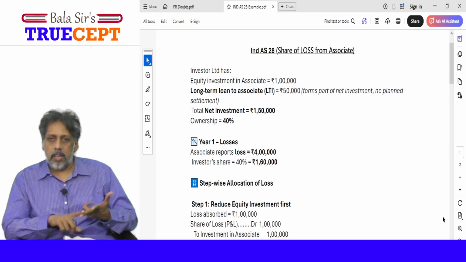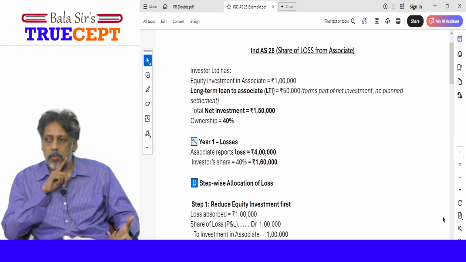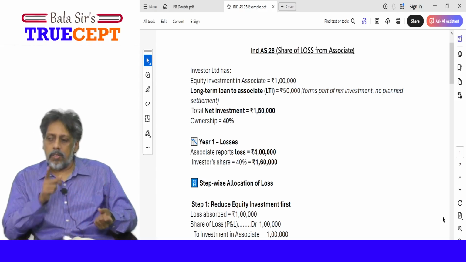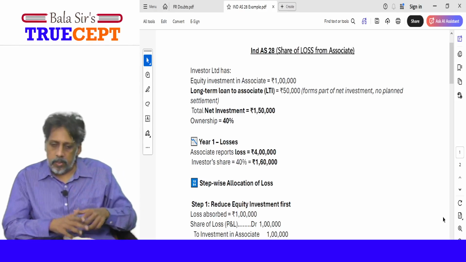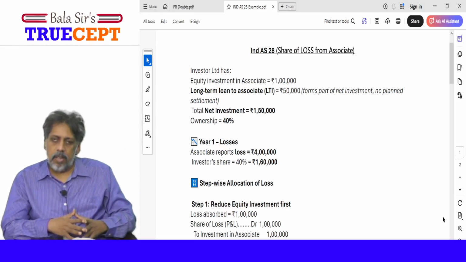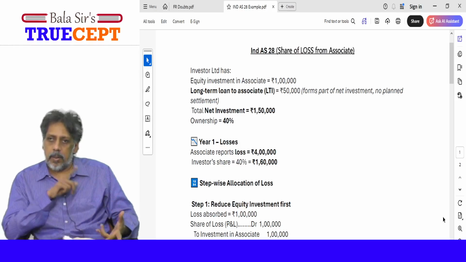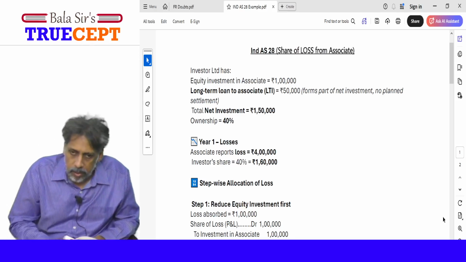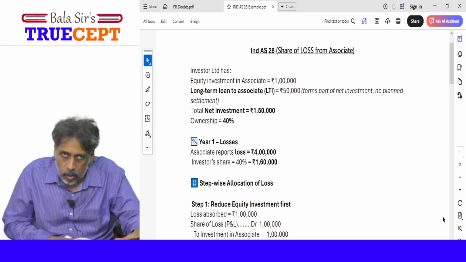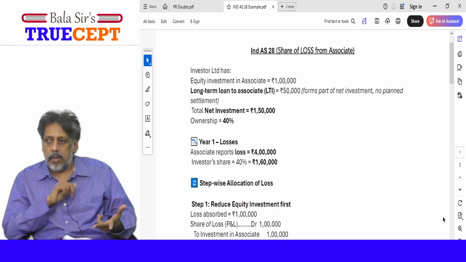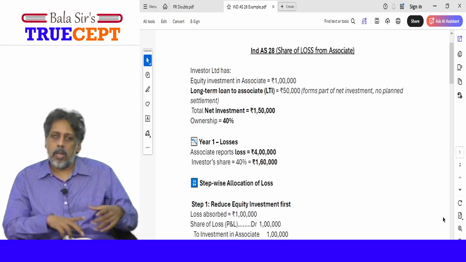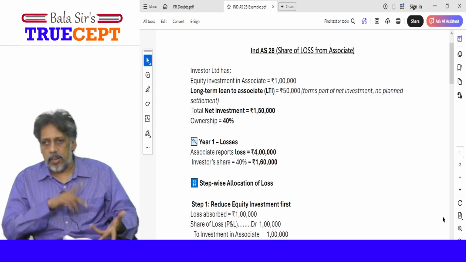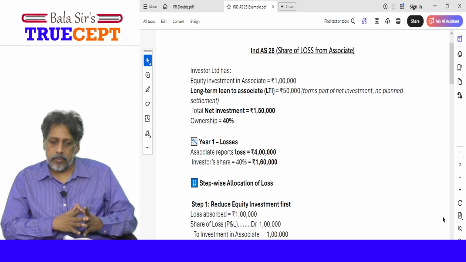So basically, let us say I am your associate company. Now you have invested rupees 1 lakh in my equity shares. Also, you have given a loan to me, 50,000 rupees, and there is no planned settlement. That means this loan will not be repaid by the associate company to you, right? Therefore, this 50,000 also will be taken as an investment in an associate. So, what is the total investment? 1,50,000. Next. The ownership is 40%.